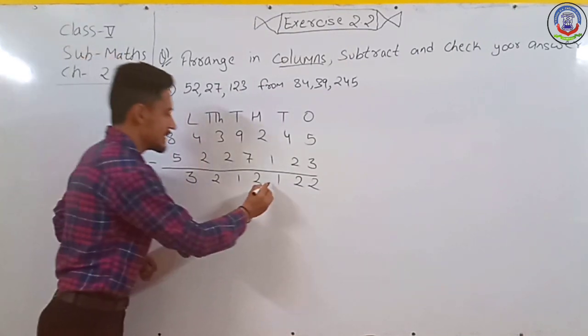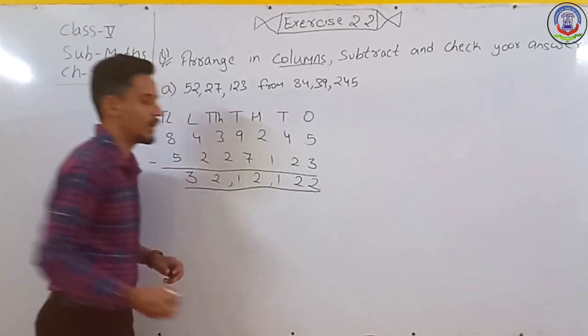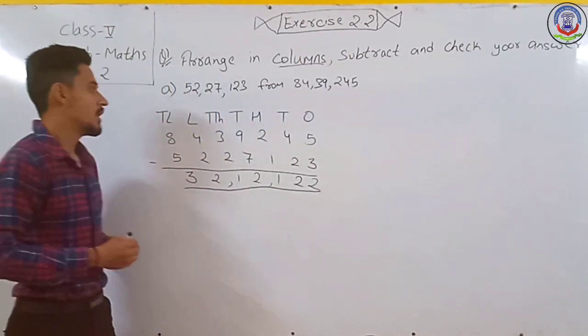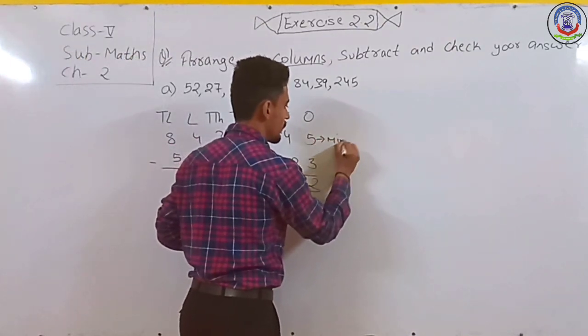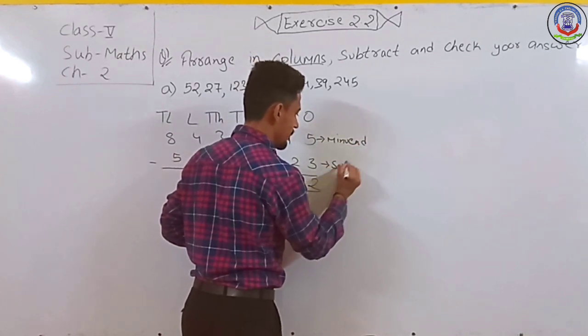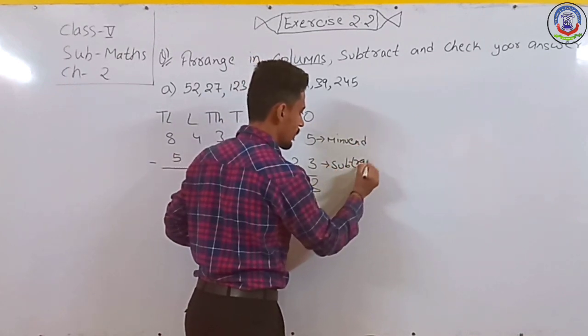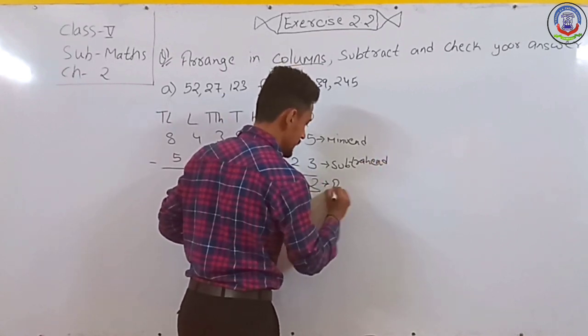So our answer is 32,12,122. So as we know, this is called minuend, this is called subtrahend, and this is called difference.